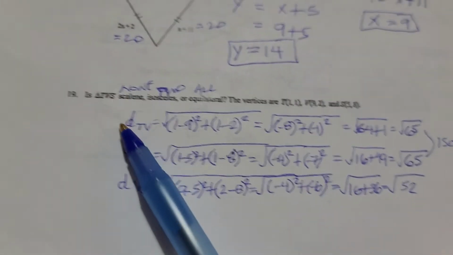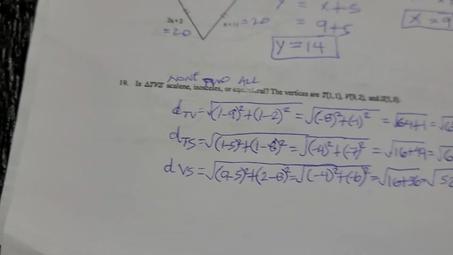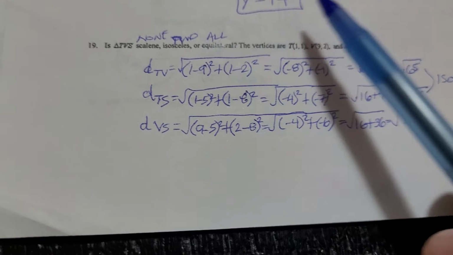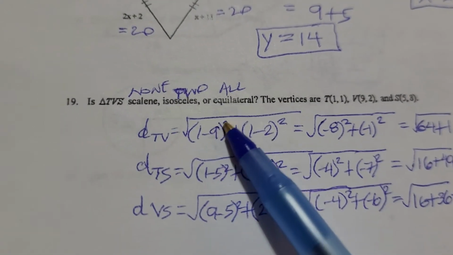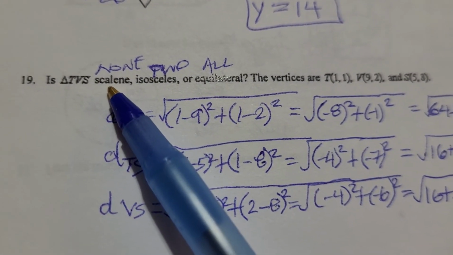Anyway, number 19. So we have this triangle right here. It wants to know, well, what kind of triangle is it? Is it going to be scalene, isosceles, or equilateral? What's the difference? Scalene means none of the sides are the same.